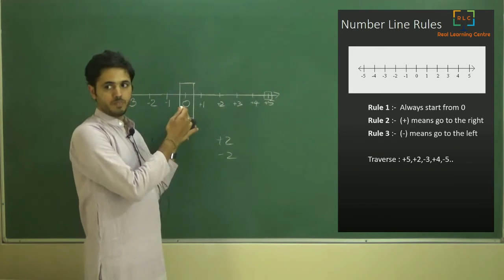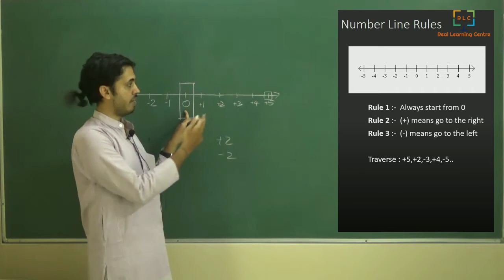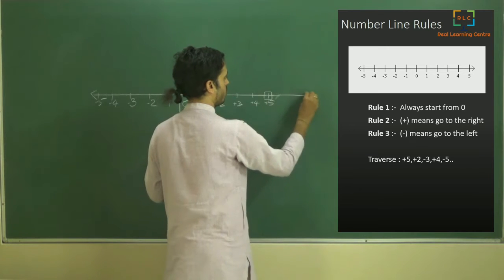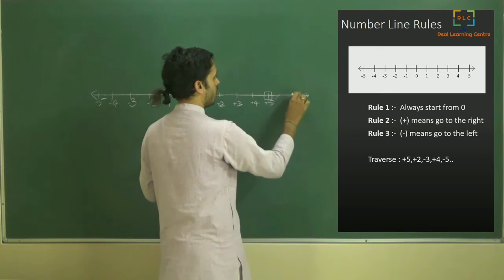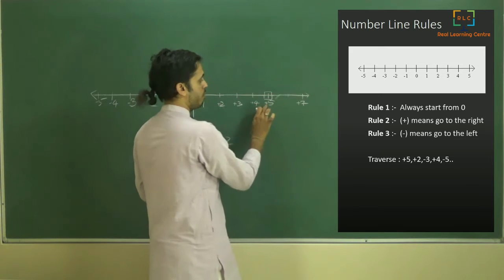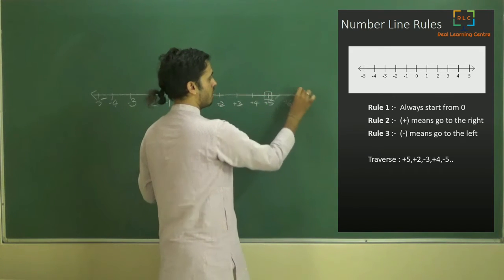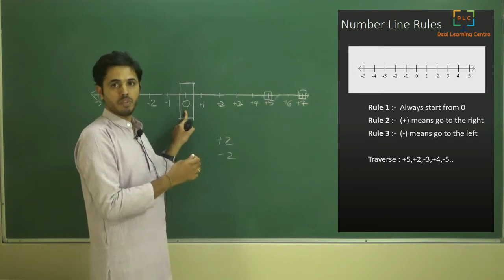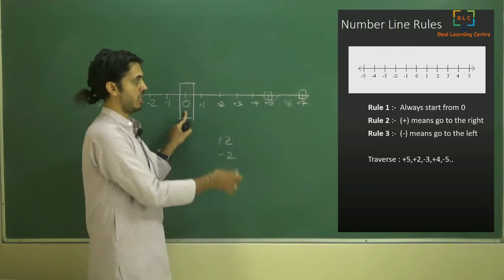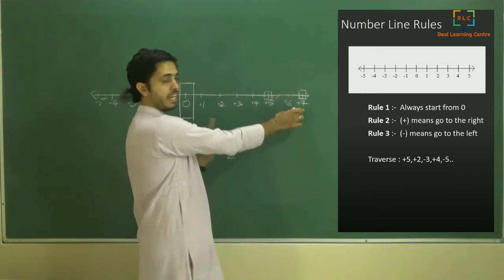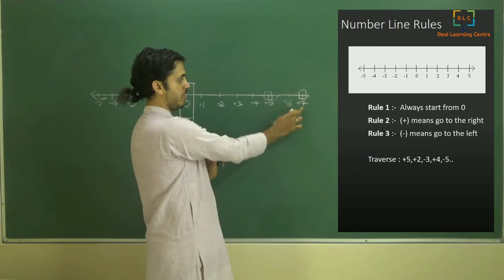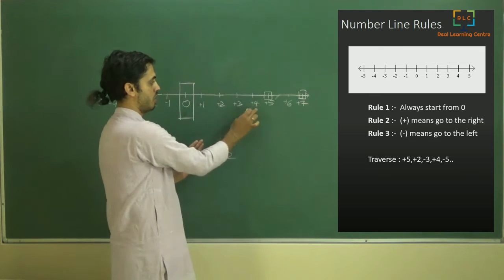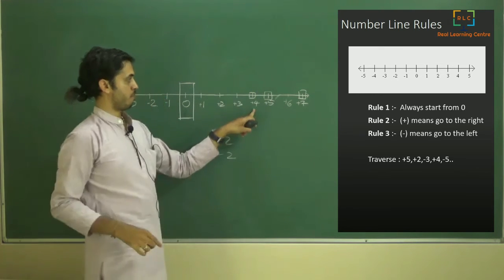Now, the next value is plus 2. I have to go further, further 2 units, plus 5 plus 2. So, I end up in plus 7. Next is minus 3. Now, currently I am at plus 7. Minus indicates towards my left. So, from plus 7, move through 3 units towards my left. 1, 2, 3. So, I am currently at plus 4.